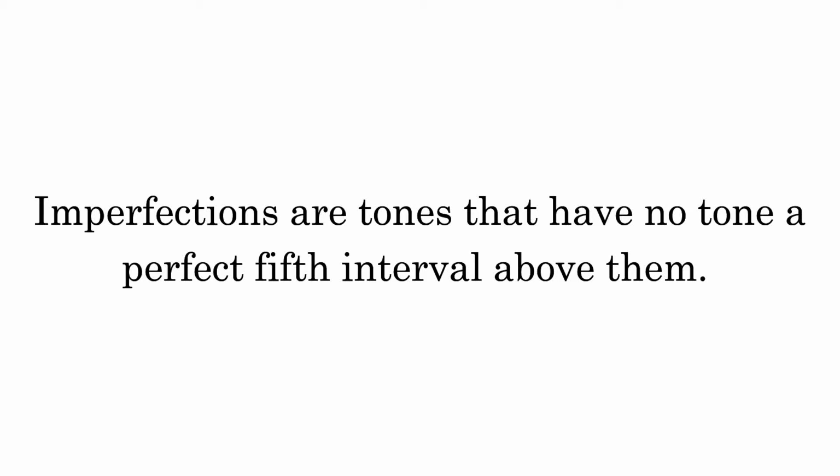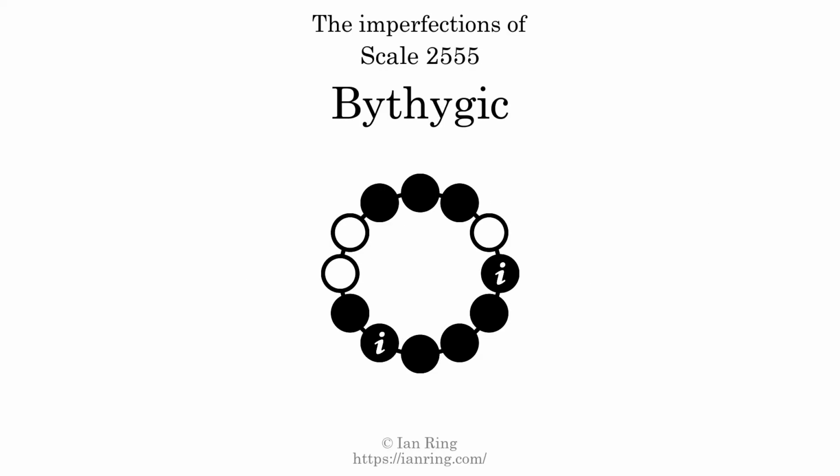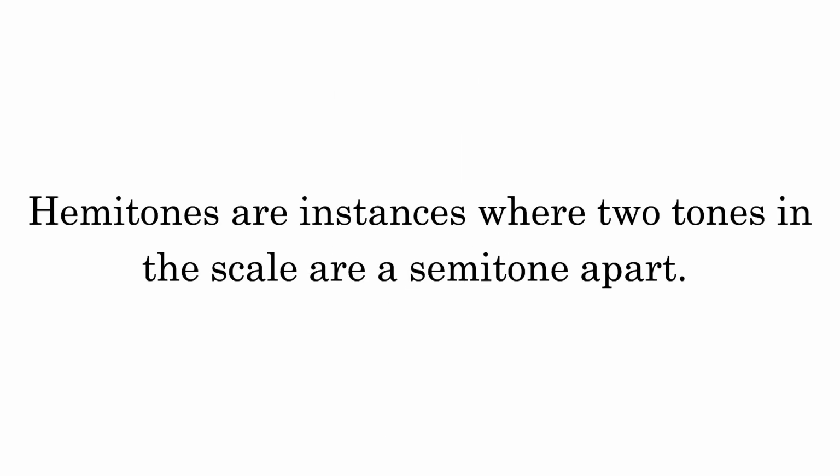Imperfections are tones that have no tone a perfect fifth interval above them. This scale has 2 imperfections. They are at positions here and here. Hemitones are instances where two tones in the scale are a semitone apart.